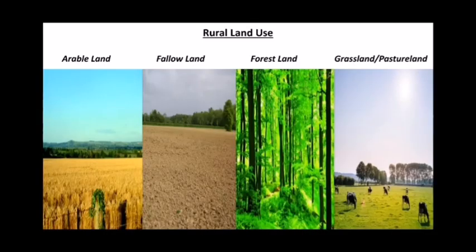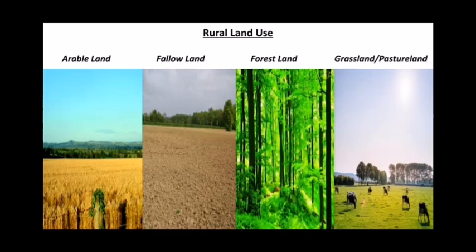Now children, we have two main types of land uses. One is the rural land use and the second one is the urban land use. Let's understand first about the rural land use. Now children, in rural areas, agriculture is the main occupation. You might be knowing this, as our country is agro-based.